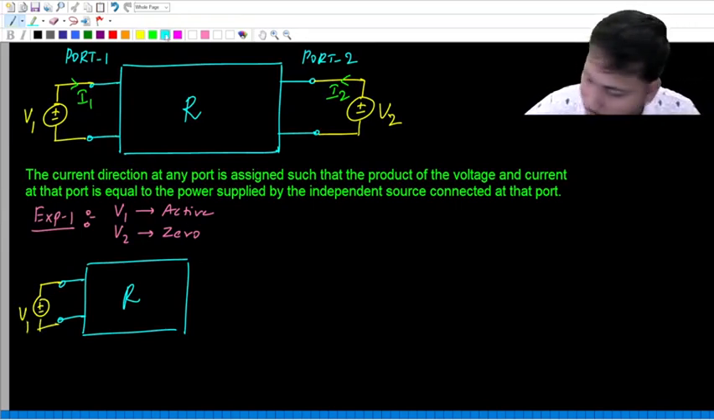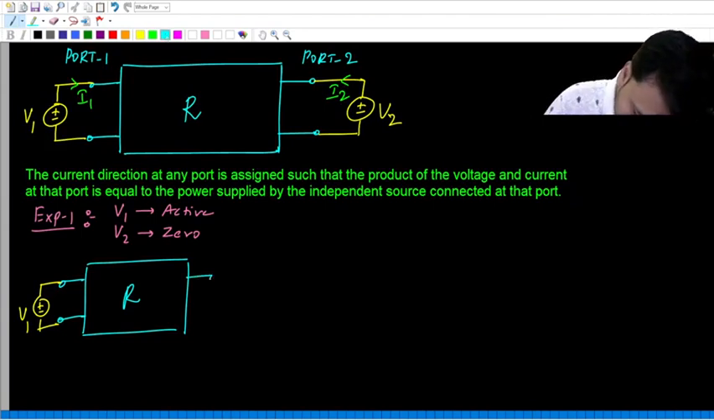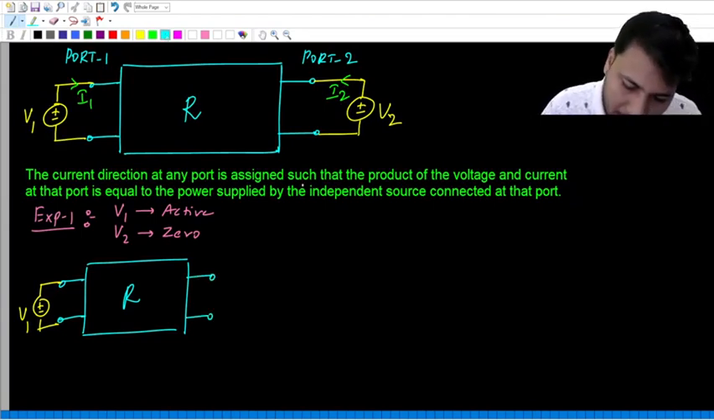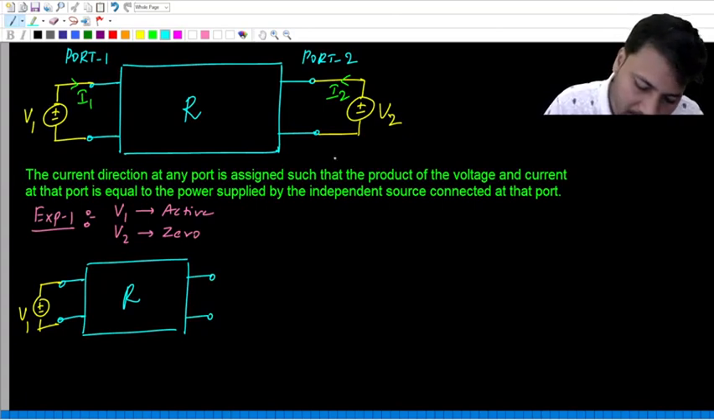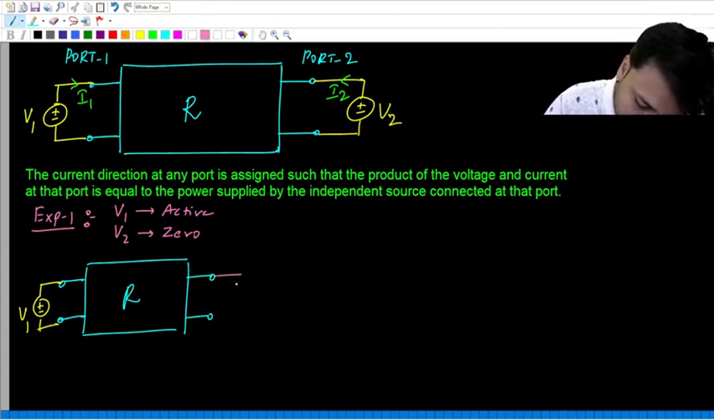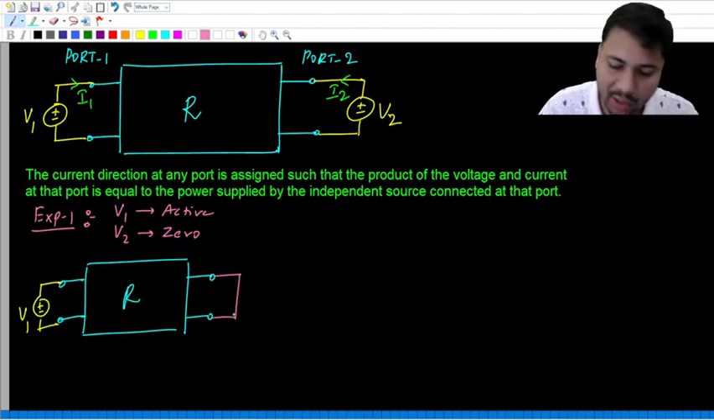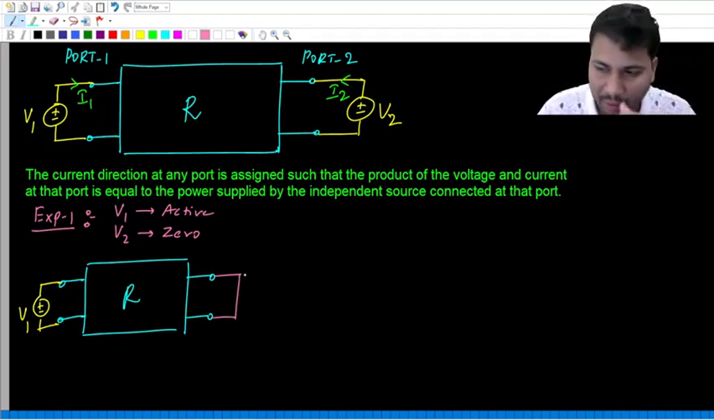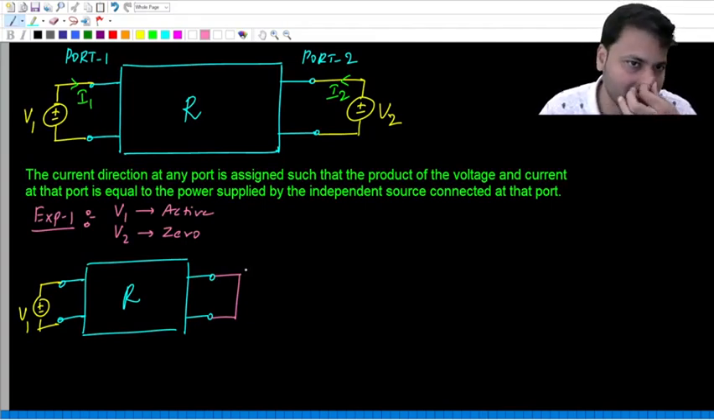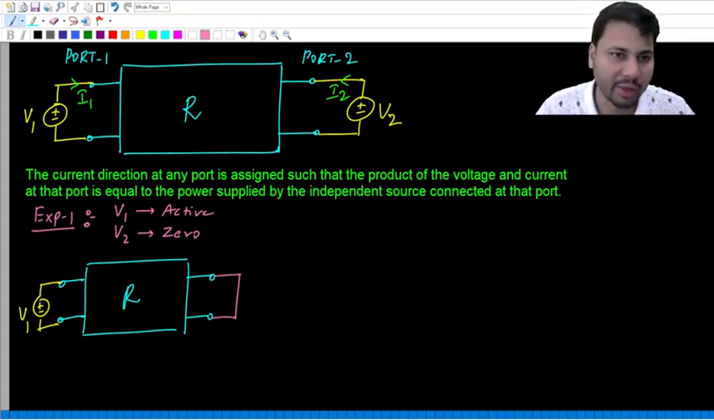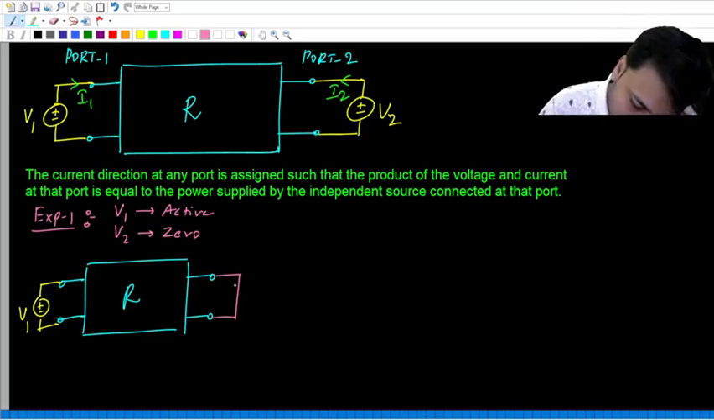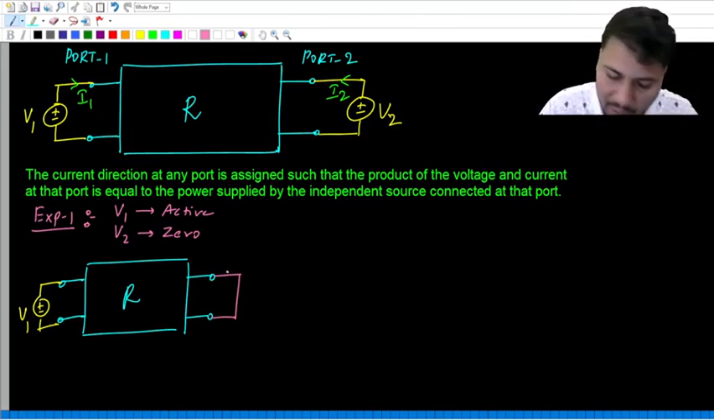But at port 2, whatever voltage source V2 we have becomes a short circuit, because when you make a voltage source 0, it becomes a short circuit. Now for a short circuit, only the voltage drop is 0, but the current need not be 0. Yes or no? For a short circuit, only the voltage drop becomes 0, but the current need not become 0. So even through this short circuit, some current can always flow.